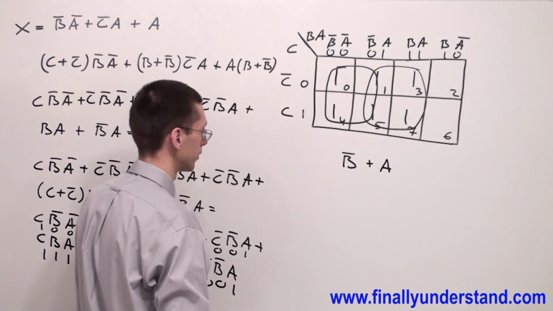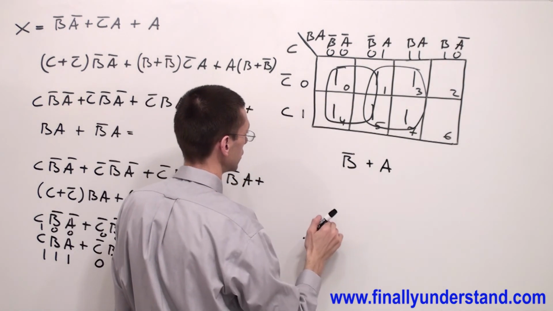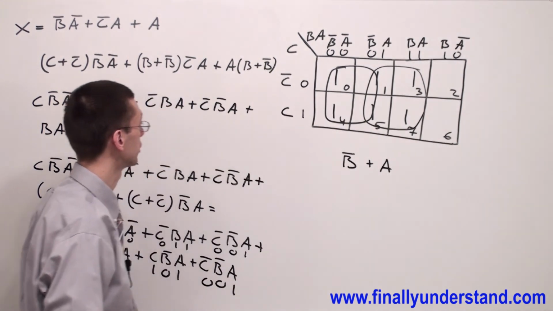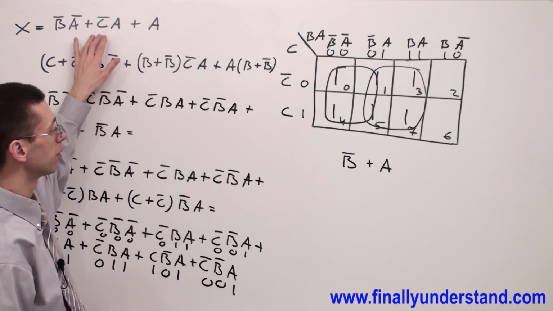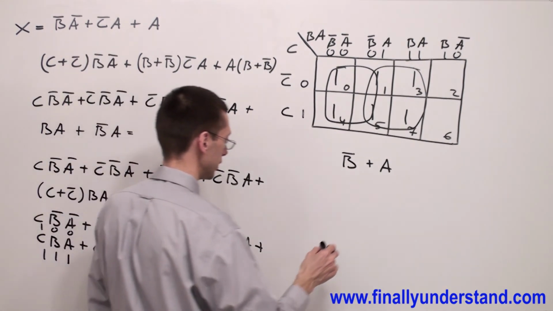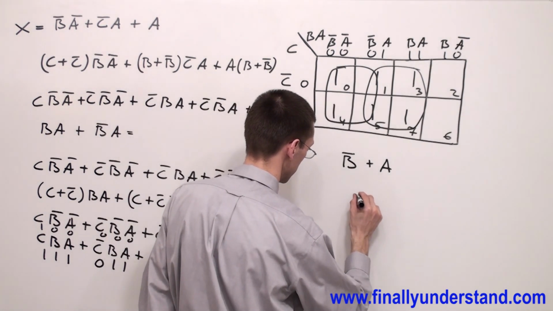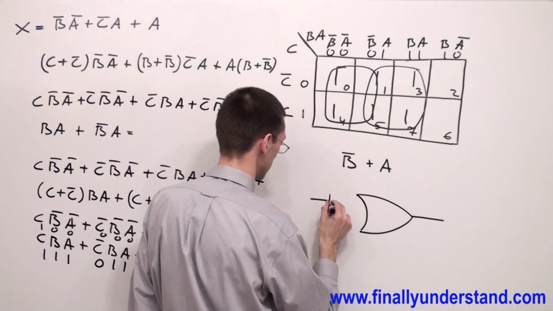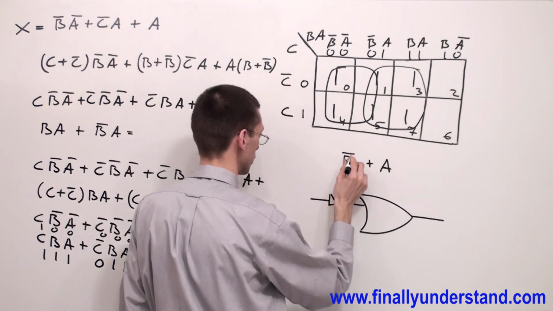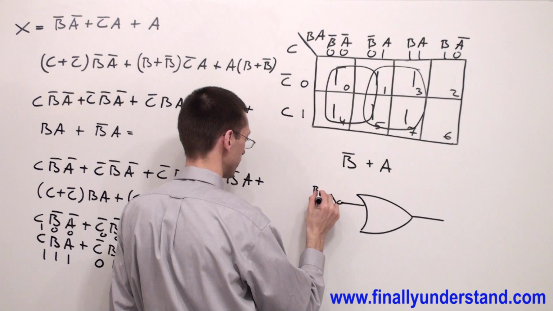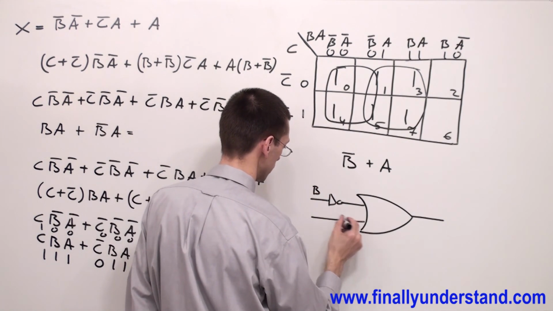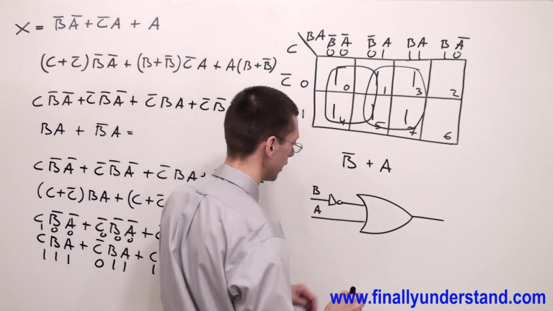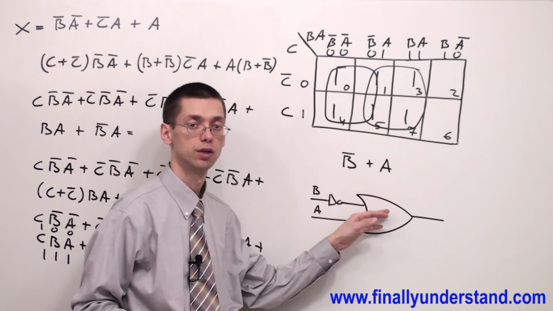This is the final expression, the simplified expression for this problem. And if you want to implement it, this is an OR gate with 2 inputs. Input B goes with an inverter because I have a negation bar, and I have input A. And these are the solutions to my problem.